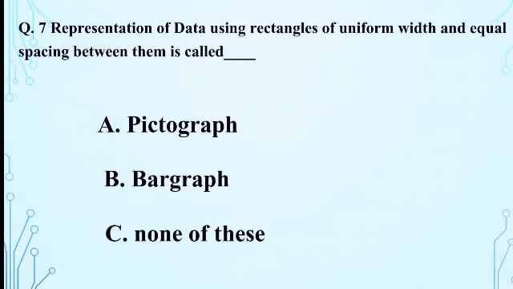Now question number 7, representation of data using rectangles of uniform width and equal spacing between them is called option A, pictograph, option B, bar graph, and option C, none of these.